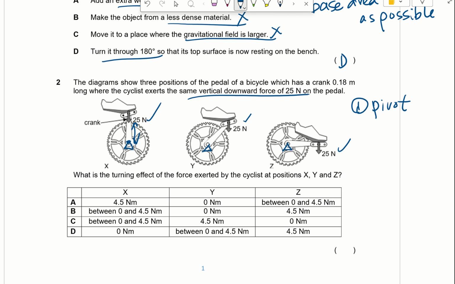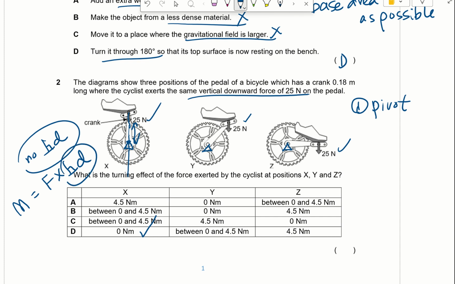So, if I were to look at X, the force actually passes through the pivot. So, the turning effect will be 0, because there is no perpendicular distance. Okay, which will make D the correct answer. It will not be between 0 and 4.5 because basically there is no perpendicular distance. Now, the moment formula is force times perpendicular distance. And in the case of X, the perpendicular distance is 0. Therefore, even though you exert a force, the moment will also be 0.